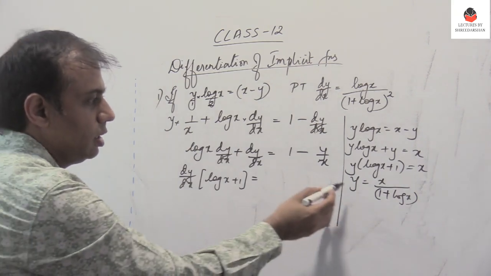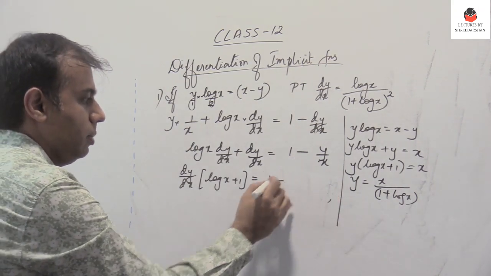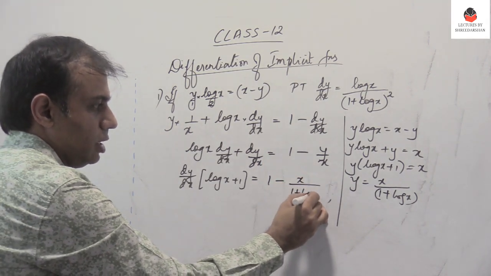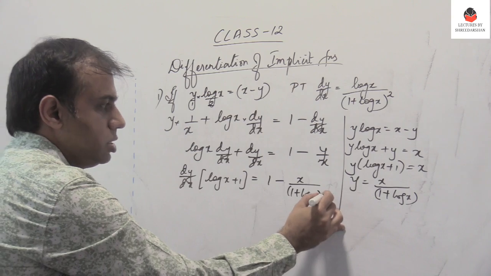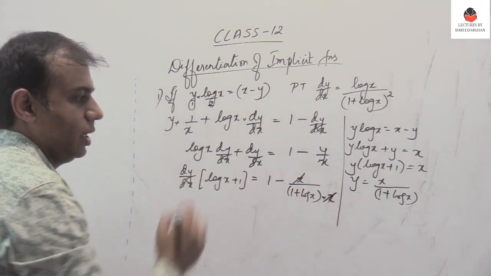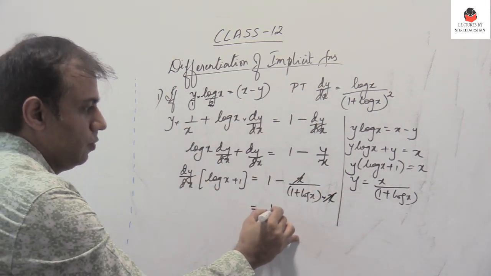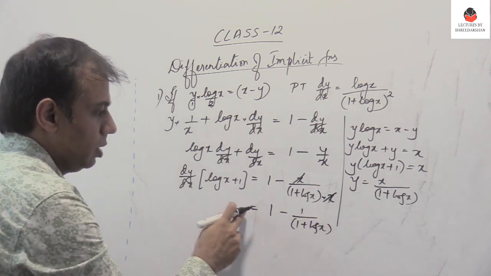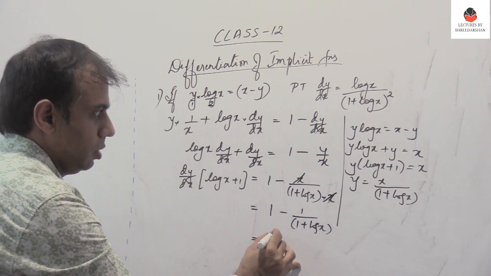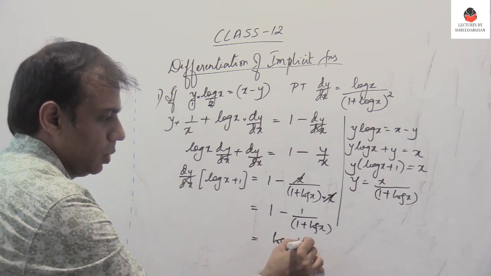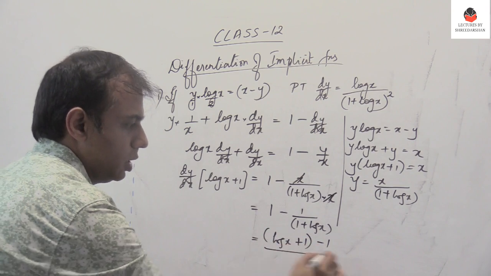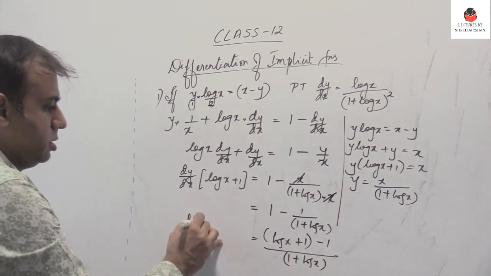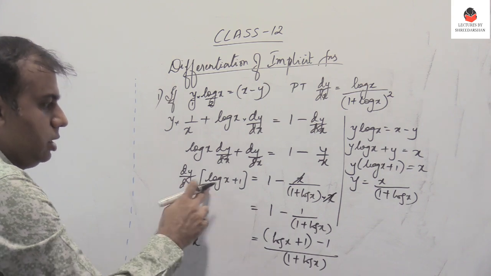So we can actually replace it here in the previous step. 1 minus, what is y? X by 1 plus log x into x. So x and x will get cancelled. So you have 1 minus 1 by 1 plus log x. Now if I take LCM, you get log x plus 1 minus 1 divided by 1 plus log x, and this is dy by dx into 1 plus log x.